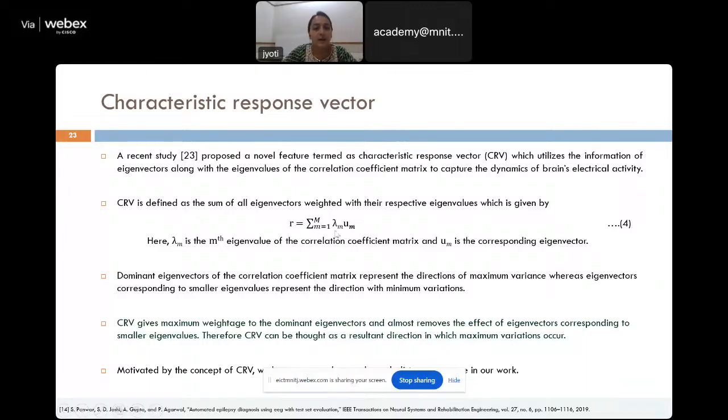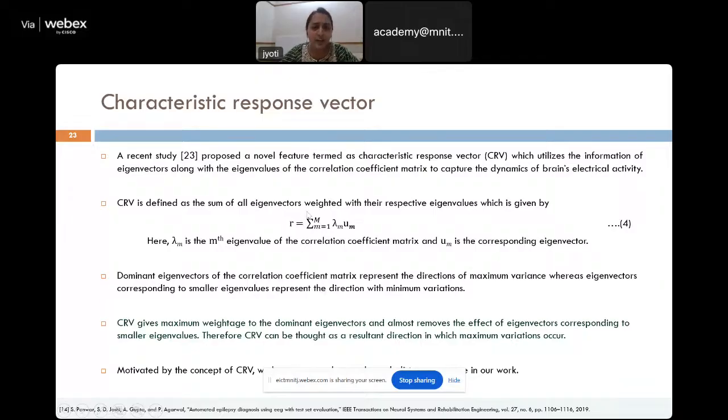First of all, how it is defined. It is the summation of lambda_i u_i. We take all the eigenvalues and eigenvectors, and take a weighted sum of all the eigenvectors corresponding to their eigenvalues. So the characteristic response vector is just a weighted sum of the eigenvectors. For one network we have one edge weight matrix, from which we find the eigenvalues and eigenvectors, and then we can always form the characteristic response vector.